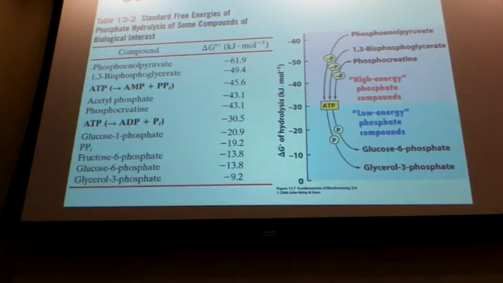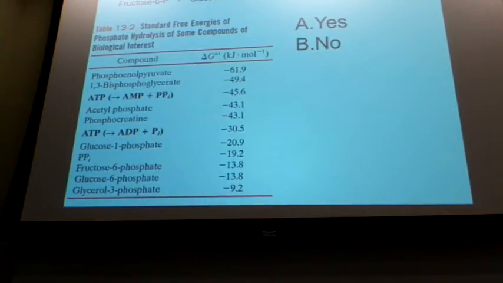Okay, so we'll see if you understood that. So will this energy coupled reaction be spontaneous? And we have fructose 6-phosphate plus glucose goes to a glucose 1-phosphate to fructose. And remember that these energies represent hydrolysis of a phosphate off of a group.